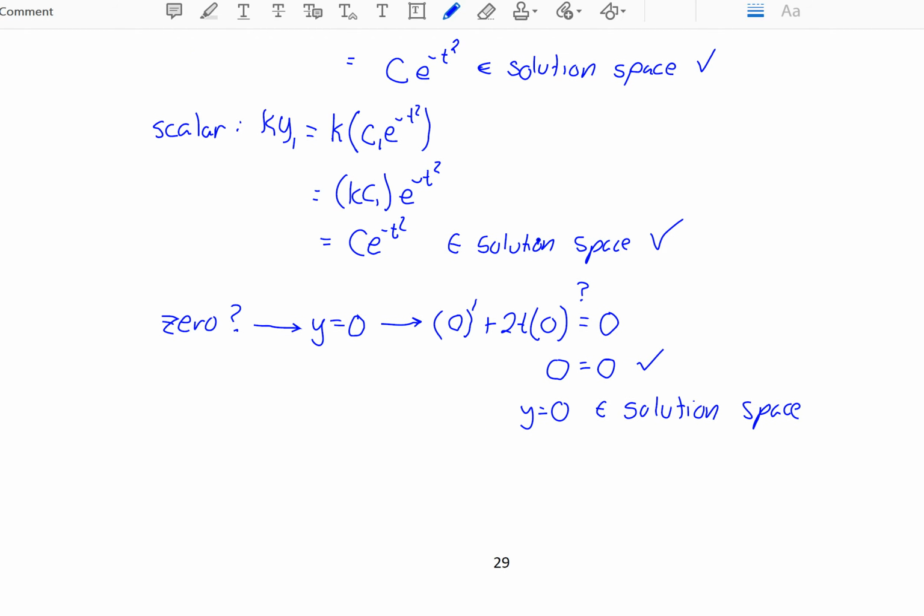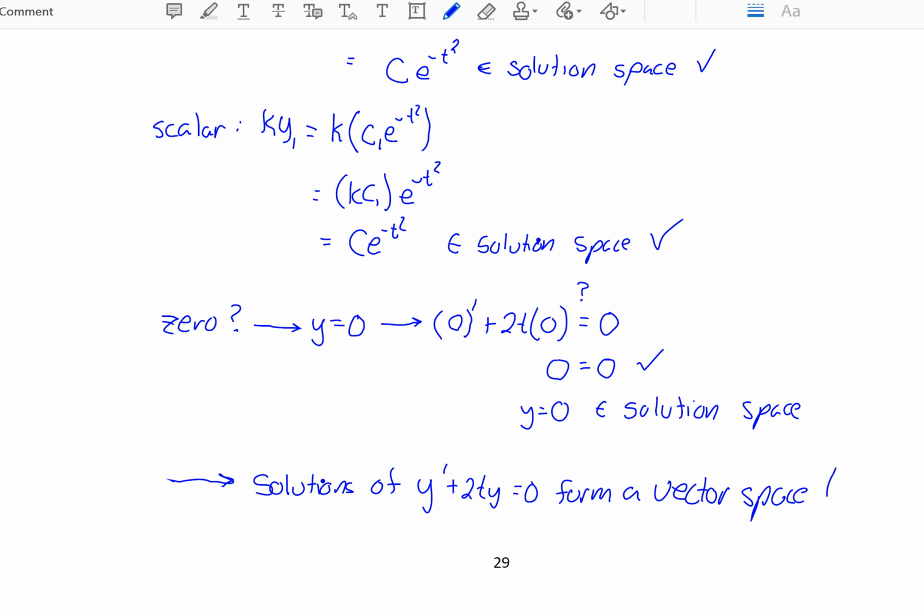So putting this all together, I would like to be able to conclude that here the solutions of y prime plus 2ty equals 0 form a vector space. Okay.